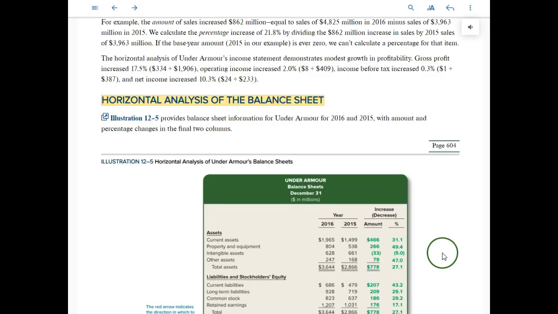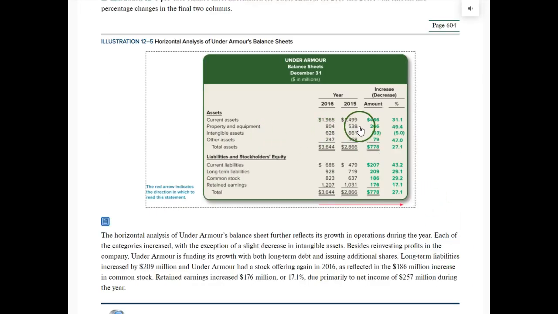Balance sheet, what we will do, get it right here, we will take this year's numbers, like current assets, subtract last year's current assets. The difference is 466 positive. Divide 466 by last year's numbers, and so current assets went up 31%. Property, plant, and equipment went up 49%. That was a huge jump in property and equipment. And total assets went up 27%.